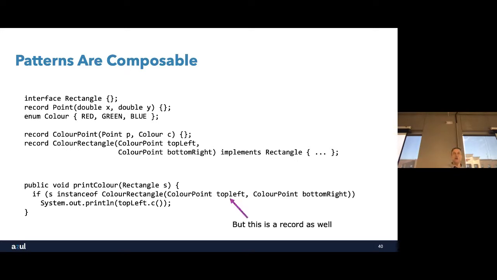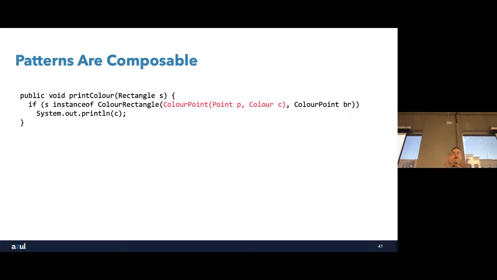However, we know that topLeft is a record as well, which means we can then have a record within a record. So we can say if s instanceof ColorRectangle, ColorPoint, Point p, Color c, and then we'll call ColorPoint br as the bottom right. Now we just print out c. But we know that Point is also a record.